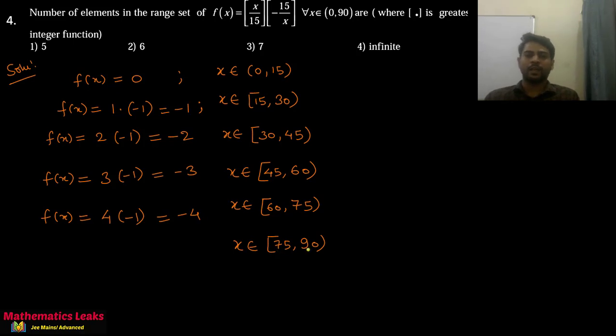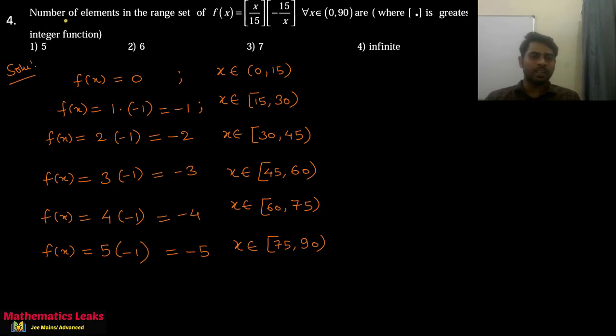Similarly, when x is 75 to 90, at 75 it will be 5, at 90 it is 6, but 90 is in the open interval, so the quantity will be in the closed interval 5 to open interval 6, and the greatest integer will be 5. So we can write f of x is equal to 5 into this quantity. Again the denominator is between 75 and 90 and the numerator is 15 only, so it is a negative fraction, greatest integer -1, so we will write -1. On doing the product of this we will get minus 5, right?